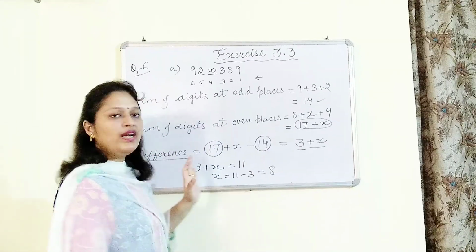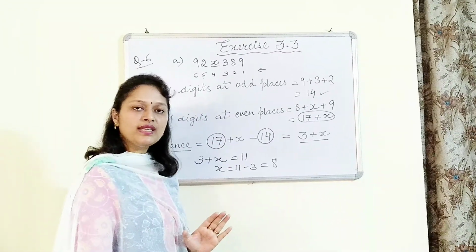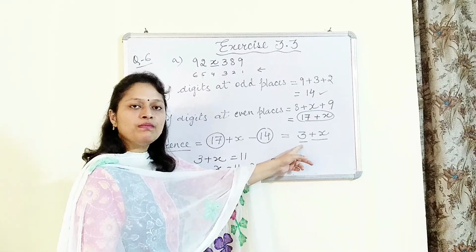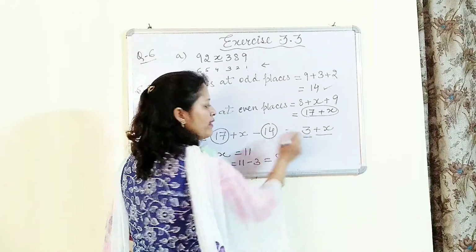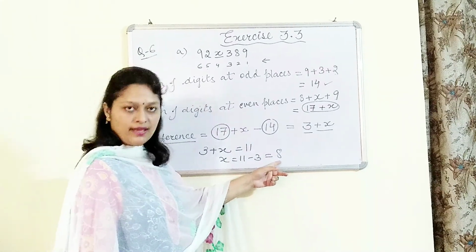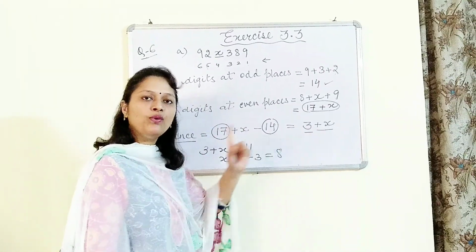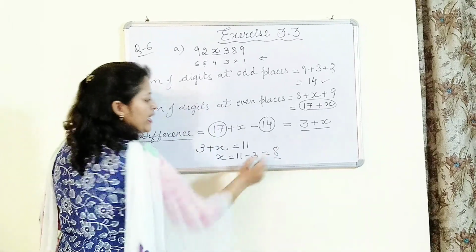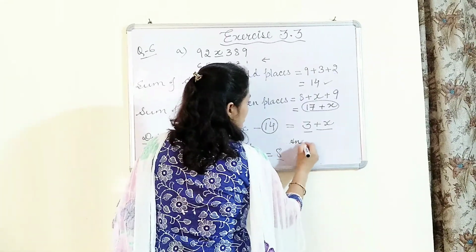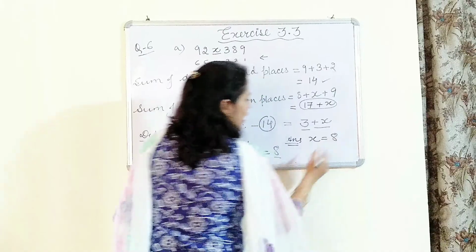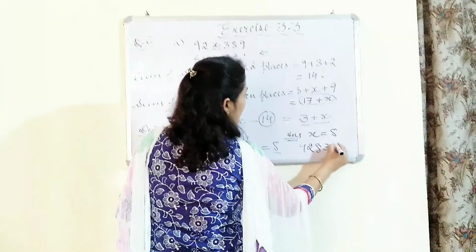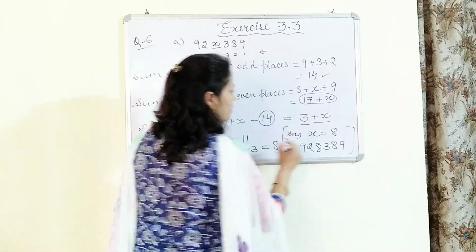So now if the difference is 0 or 11, then you can say the number is divisible by 11. You cannot make 3 plus x equal to 0 because it is already greater than 0. So to make it 11, we have added 8 to 3. Okay? 3 plus 8 will give you 11. So the digit is 8. The number formed is, answer, x is equal to 8 and the number formed will be 9, 2, 8, 3, 8, 9. This is your answer.